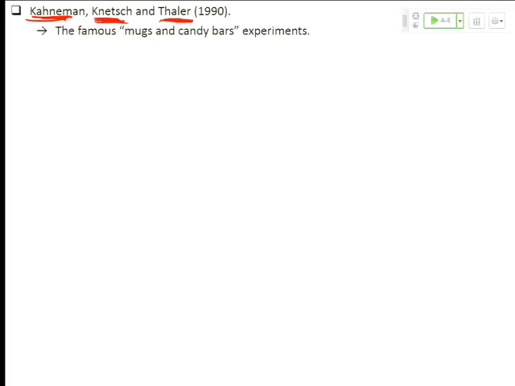This is the famous mugs and candy bars experiment. Okay, so here's what they did. They took 44 undergraduates in a class at Cornell, which is in northern New York, and they randomized them into two groups. So it's a classroom setting, taking advantage of your students as usual.